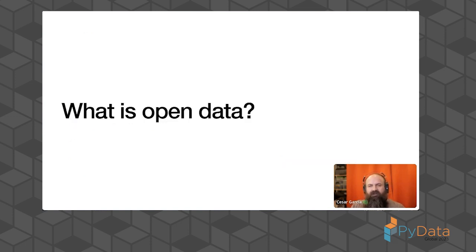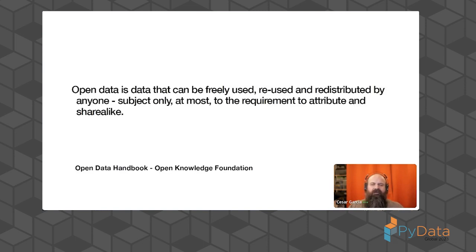Last but not least, what is open data? All this time I have been talking about open data, so let me do a brief introduction. According to the Open Data Handbook, open data is data that can be freely used, reused, and redistributed by anyone, subject only at most to the requirement to attribute or share alike. So it's like Creative Commons for data. It's data that you can reuse for whatever means you want, and the only thing you have to do is attribute where the data is coming from.